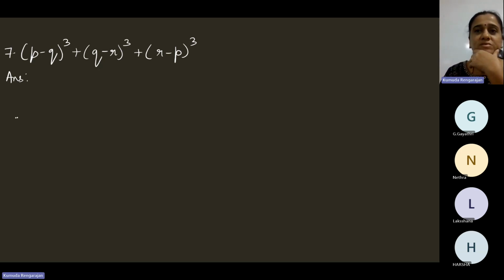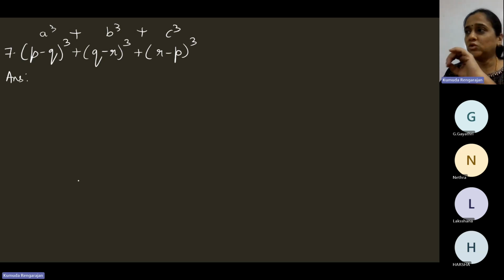So how many terms are in this expression? 3 terms. And all the 3 terms are perfect cubes. So here we have to use a conditional identity. And what does that say? A cubed plus B cubed plus C cubed is equal to 3ABC if A plus B plus C is 0. This is A cubed plus B cubed plus C cubed, equal to 3 into A into B into C, if A plus B plus C is 0.